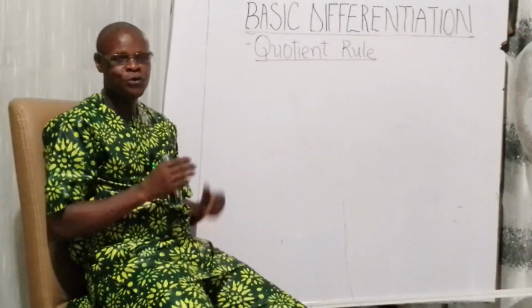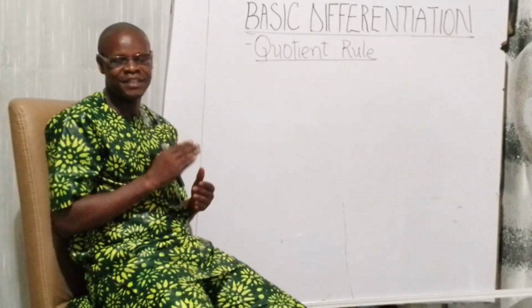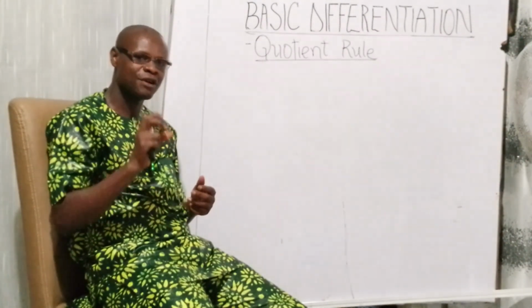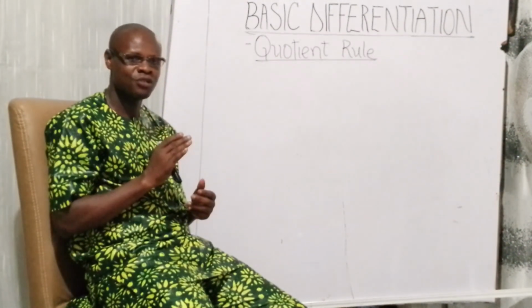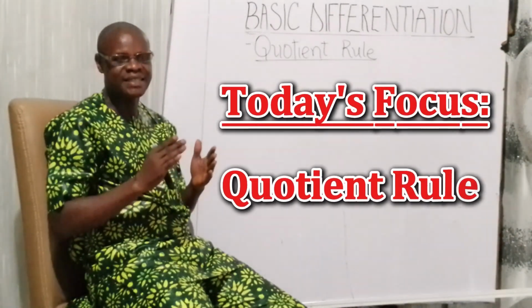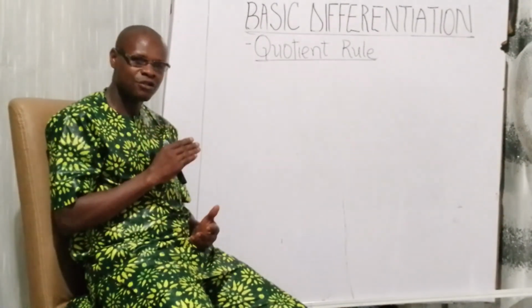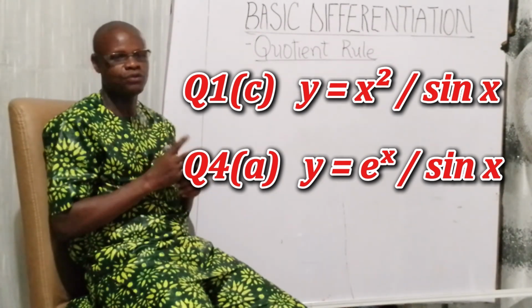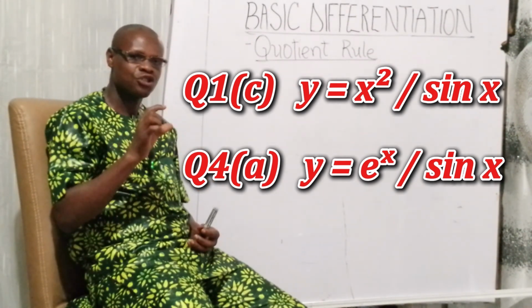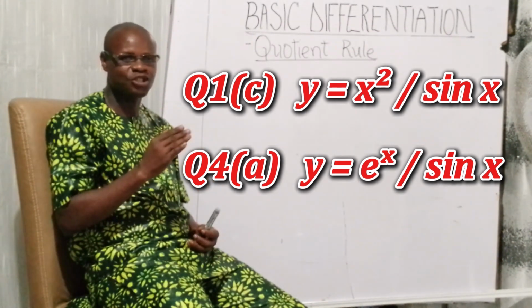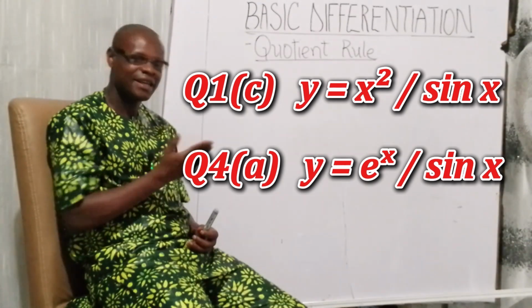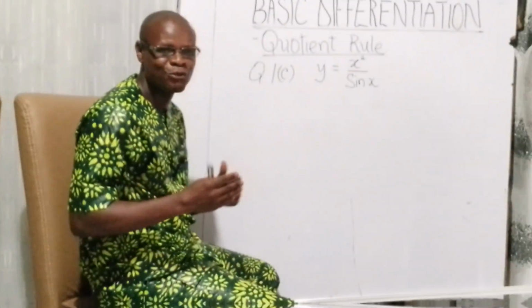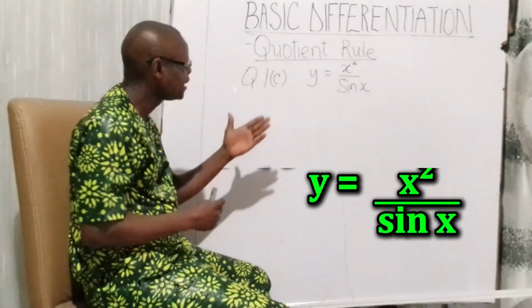In the last video, we solved basic differentiation problems using the power rule and chain rule. Today we are moving a step further, focusing on the quotient rule, which happens to be a powerful tool for differentiating functions written as one expression divided by another. Let's get started. Let's start with question 1c.